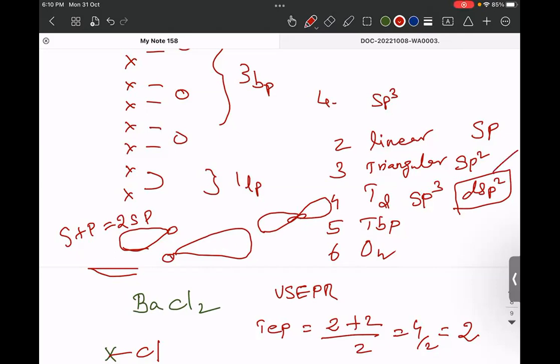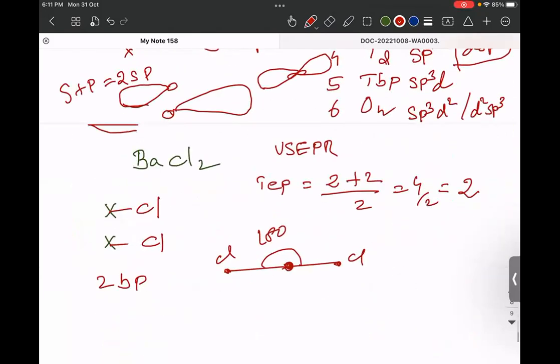And then trigonal bipyramidal: SP3 is 1S, 3P, totally 4. You have one remaining, no? After the P orbital, what orbital do you have? D orbital, no? So it becomes SP3D. Okay. Then 6 means SP3D2 or D2SP3.